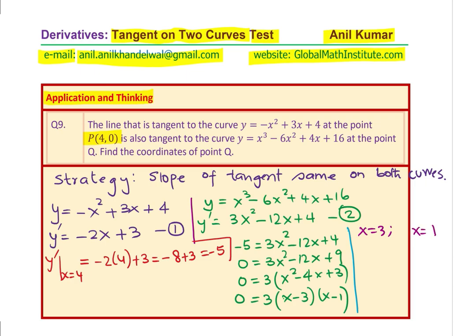Now these are the two possible points on the second curve, and what we also notice is that for these two points, the tangent on the second curve will have the same slope of minus 5. So what could be the point? Well, at this stage, we can find the equation of the tangent, right? So let's find the equation of the tangent.